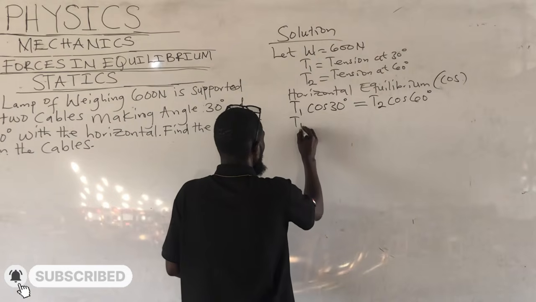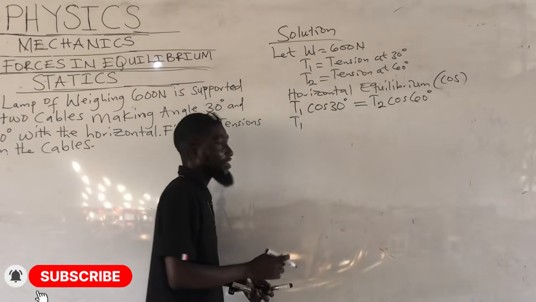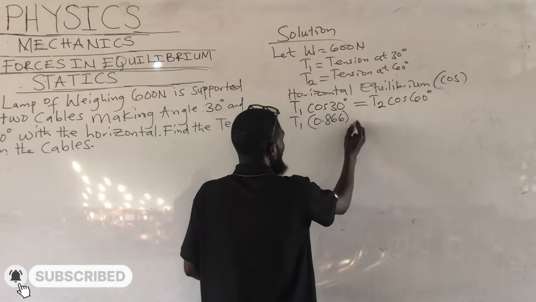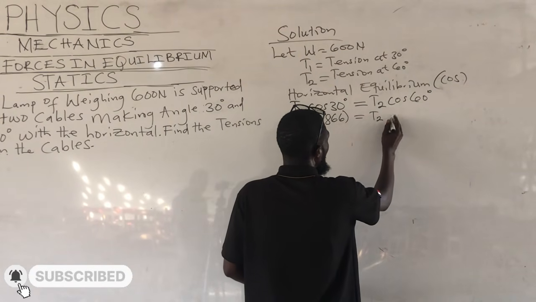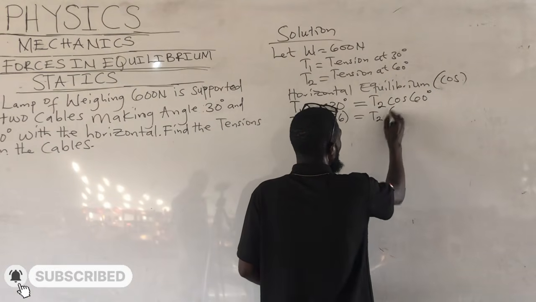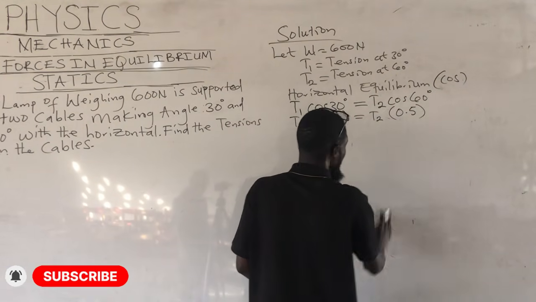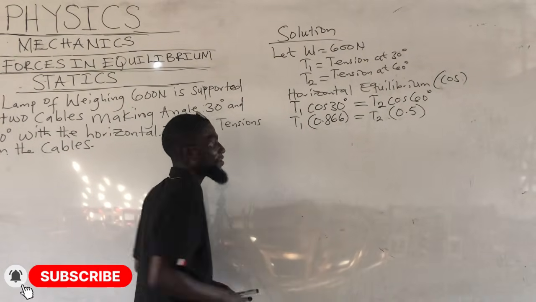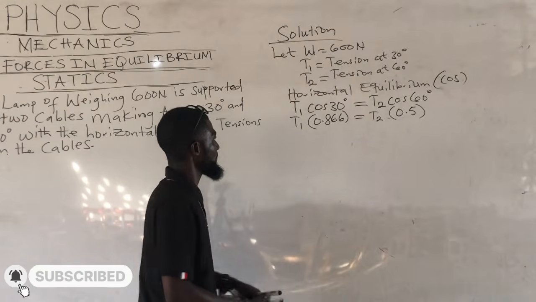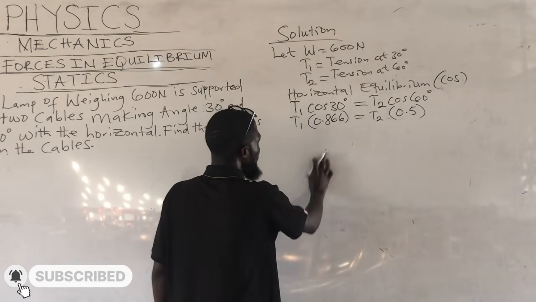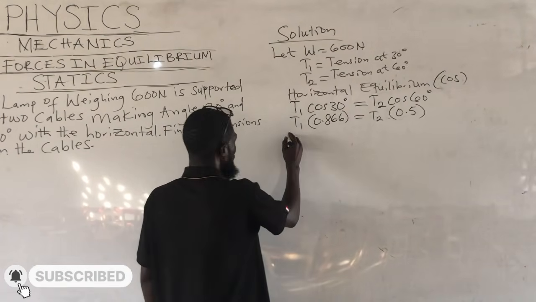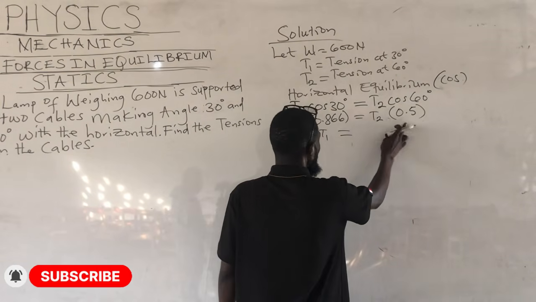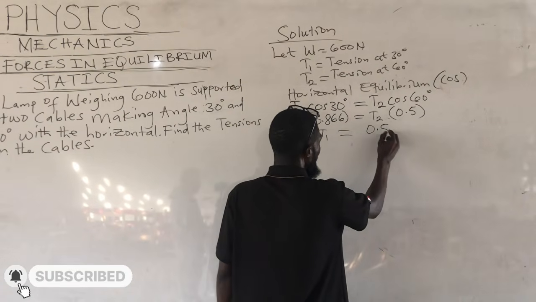On this note, we say T1. Remember, cos 30 will be equal to 0.866, and T2 cos 60 degrees will be equal to 0.5. So we multiply T1 by the value in the parenthesis. Remember, we say T1 times 0.866; the number will come first before the letter. We say 0.866 T1 will be equal to T2 times this, the same thing applies here, 0.5 T2.